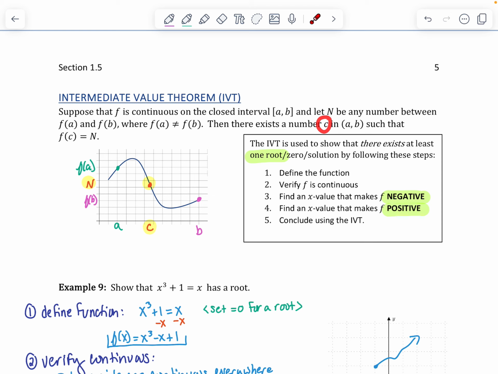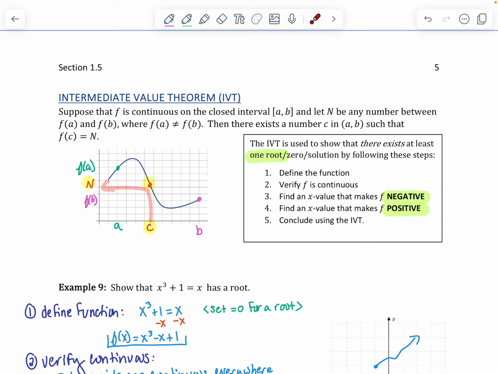Then there's going to exist some input number c in the open interval such that the function at that c value gives that in-between output. So an in-between output is going to come from an in-between input, right? Notice a and b don't have equal heights, outputs, so there's got to be something in between them, and there's got to be a lot of points in between them if they're continuous. We don't know where c is, but it's going to lead to some n output.